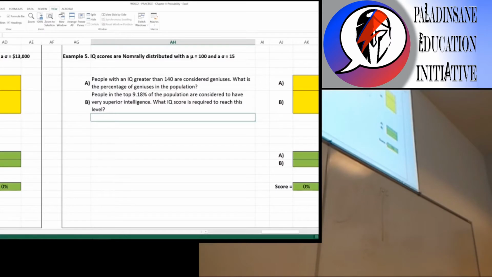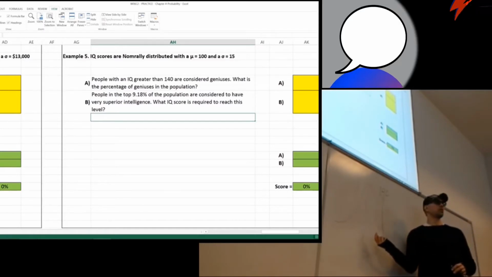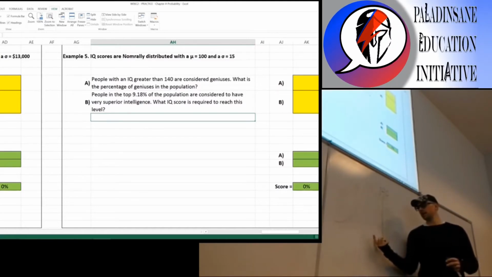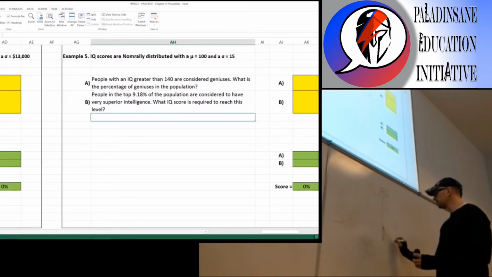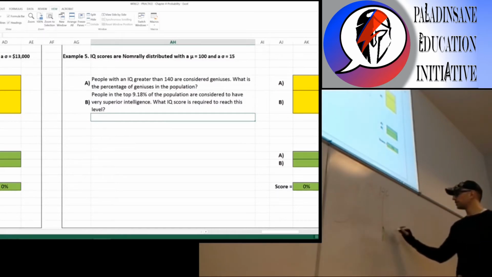Next thing you want to do is ask yourself which part of this needs to be shaded. People with IQ greater than 140 are considered geniuses. So what is the percentage of geniuses? Well, here's 140 right here. If you're less than 140, you're not a genius, right? These people here, they don't meet the criteria. You have to be more than 140. So the geniuses are all these people here. So this is the percentage we want. We want to find out what percentage this is of the entire curve. So now we have that, we're ready to go. We need to figure out what that percentage is.